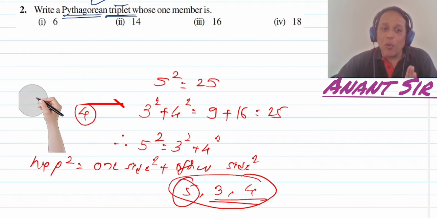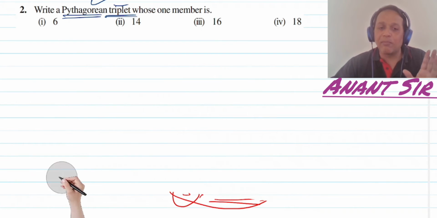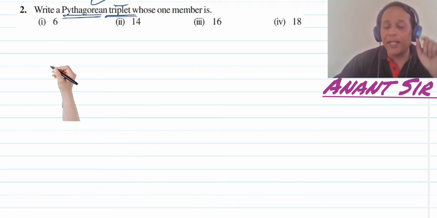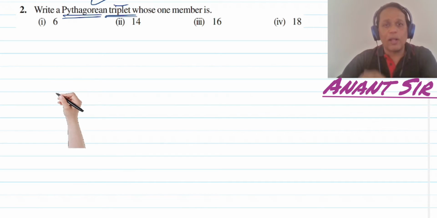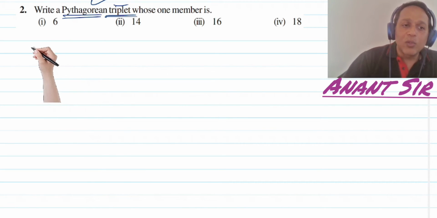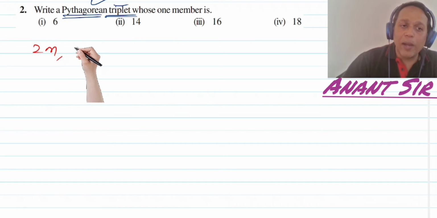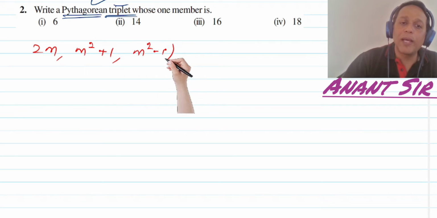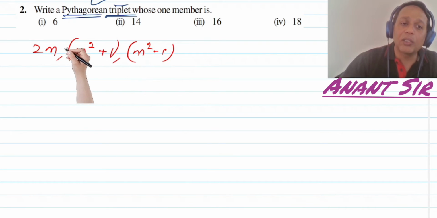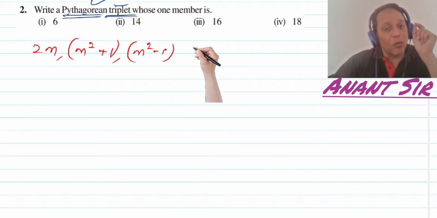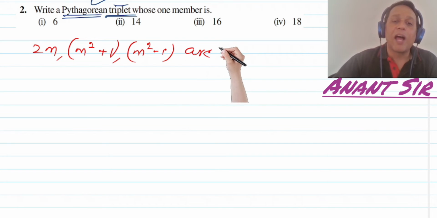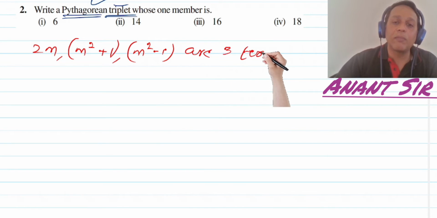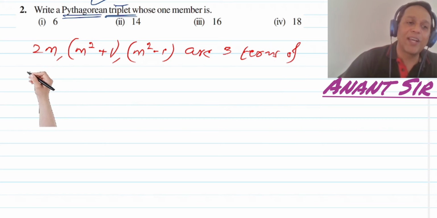So now out of these three numbers, what is the general statement then? Okay, these three numbers 5, 3, 4. What is the general statement? Okay, so the general statement is 2m, m square plus 1 and m square minus 1. These are the three terms of a Pythagorean triplet.